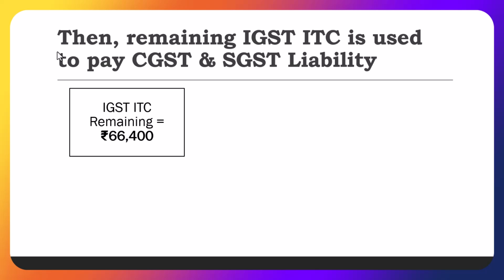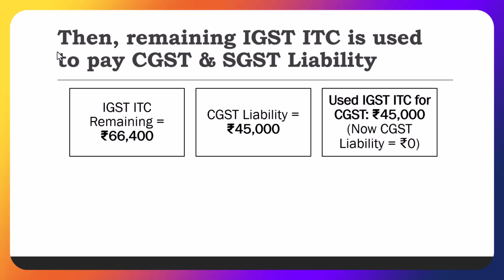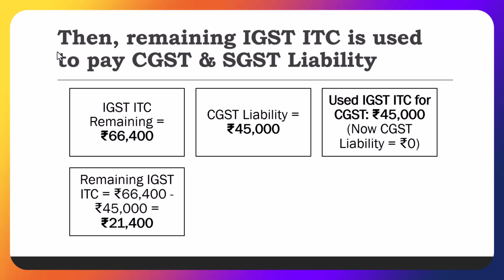Now we start with 64,400 which is still available. And what is the liability of CGST? 45,000. So he is going to use IGST ITC for 45,000. Now, the CGST liability will be 0. So I think you have a point.